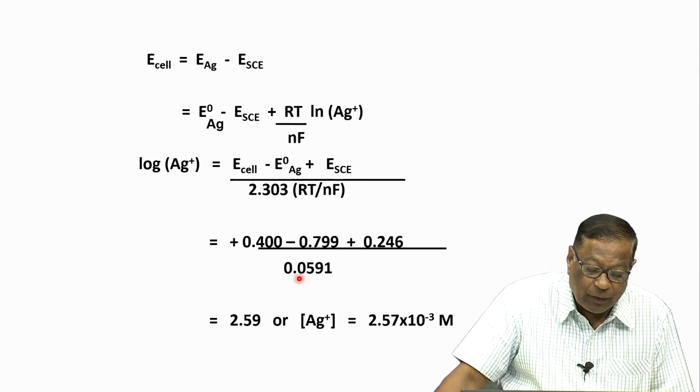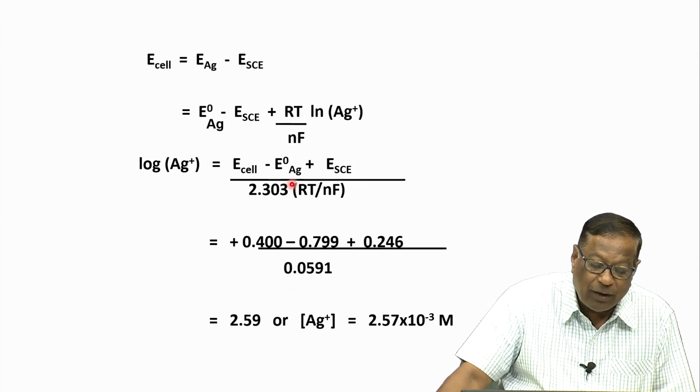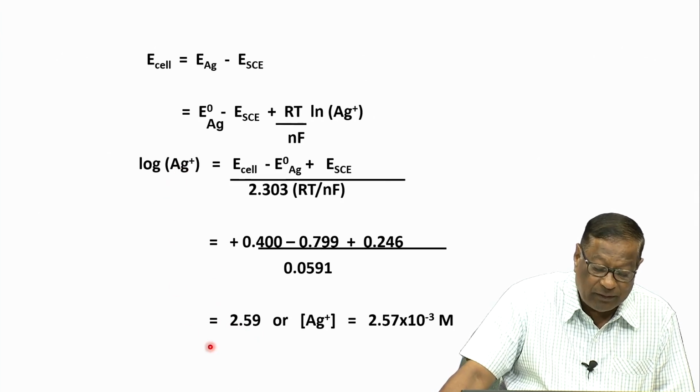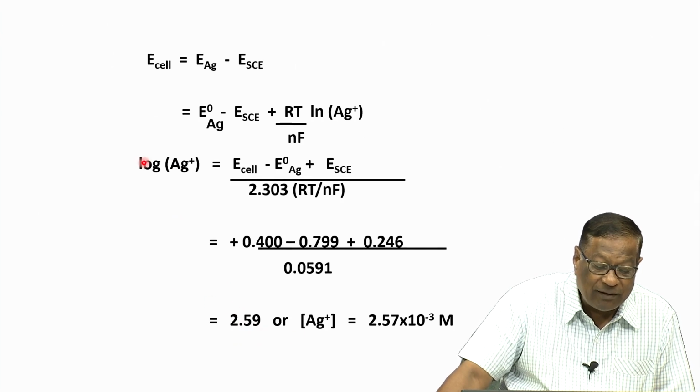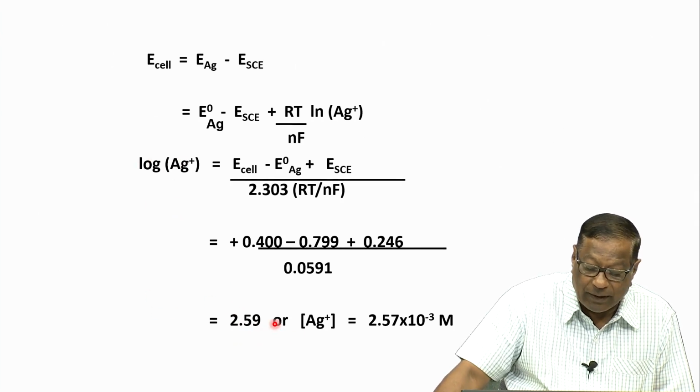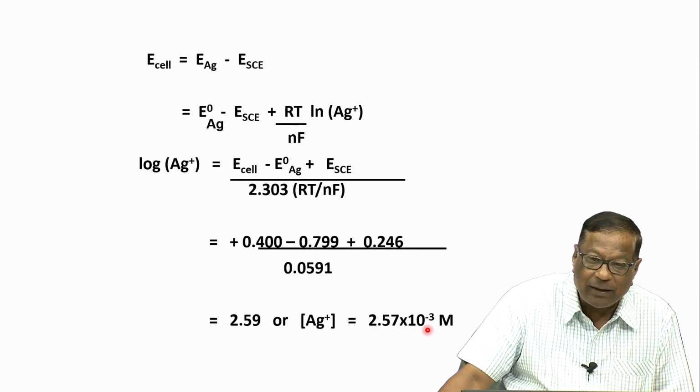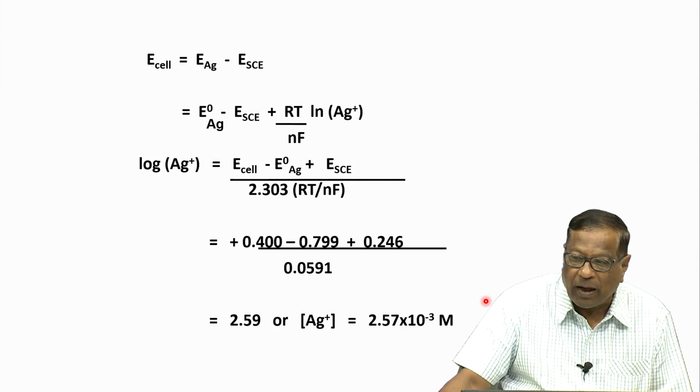0.0591 is the value of 2.303 RT by nF, and so what I get is 2.59. So, if I know log Ag plus is equal to 2.59, I can find out what is Ag plus. The anti-log of this would be nothing but Ag plus would be 2.57 into 10 raised to minus 3 molar.